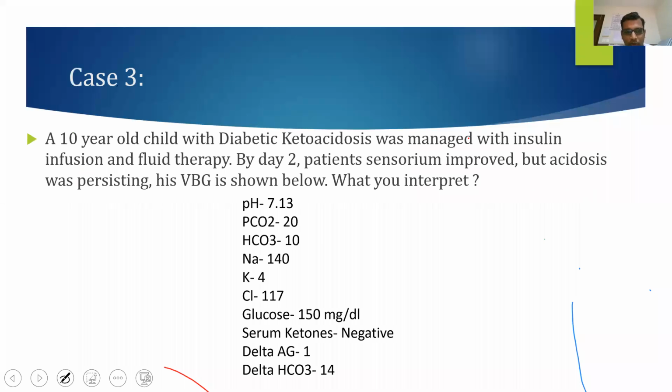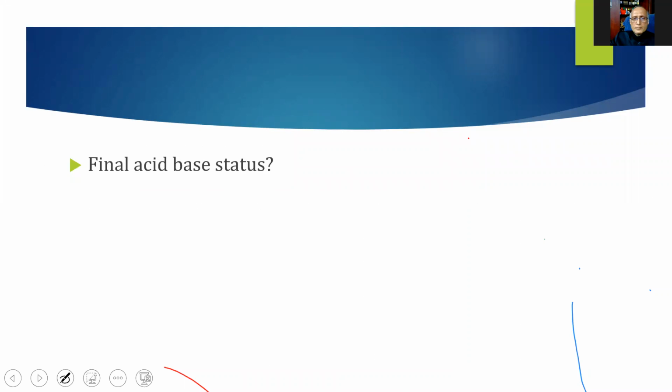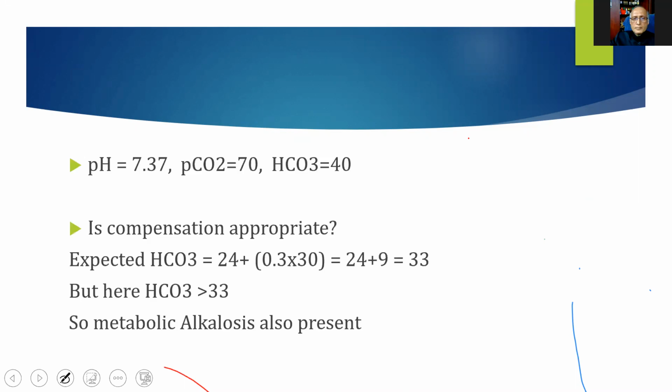Now, can you explain the compensation? Sir, yeah. Explain the compensation once more. They are asking for the calculation. Yeah, sure. Okay. So in metabolic acidosis, the change will be 1.2. So you just remember 1.2, 0.6, 1, 2, 3, 4.